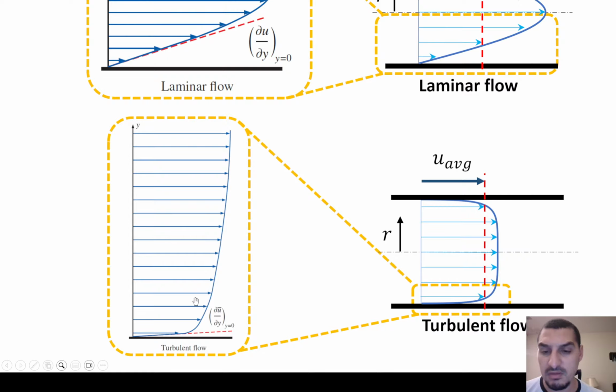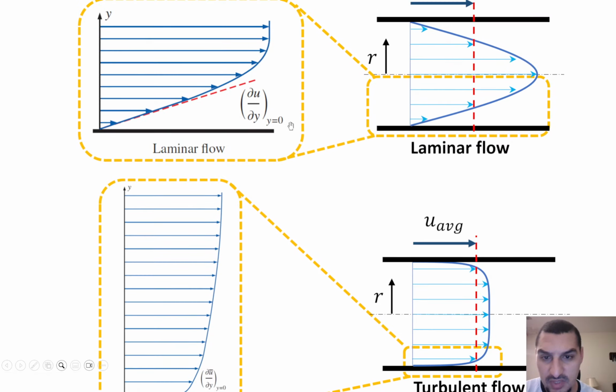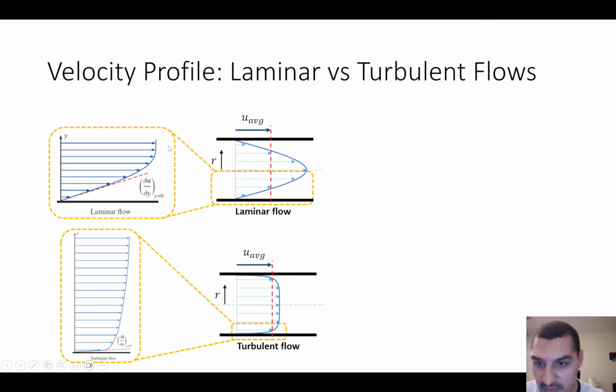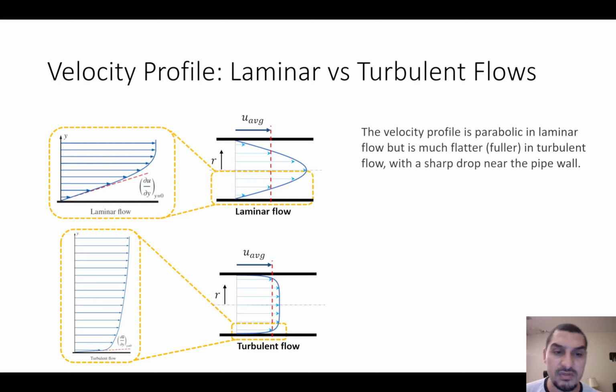So if the maximum velocity in these two cases is the same, and this velocity is changing over the whole radius in one case, while in the other it is changing only in 1% of the radius, then this gradient is 100 times the gradient here. Okay, so it means that there is a huge change in the velocity over a small distance.